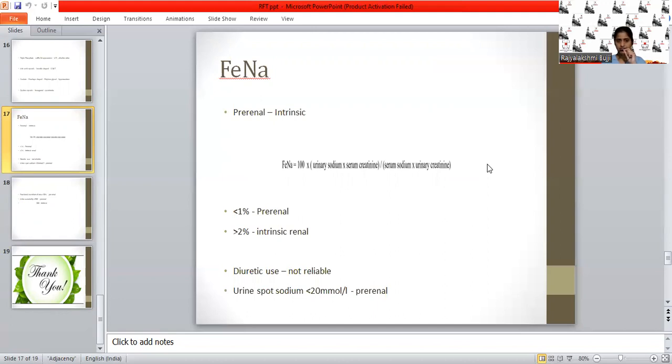The formula for fractional excretion of sodium is 100 times urinary sodium times serum creatinine divided by serum sodium times urinary creatinine. If the patient is on diuretics, we should not do fractional excretion of sodium. We have to stop the diuretics, and after 48 hours of diuretic stoppage, we can recheck the fractional excretion of sodium. Other tests to differentiate prerenal versus intrinsic.